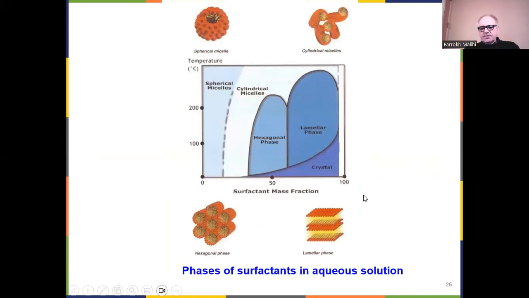There's another picture of that, the phase diagram for different phases of surfactant. And of course, this is different for each surfactant. Again, we go from spherical micelles to cylindrical to hexagonal to lamellar. And eventually, at low temperatures and high concentrations, we have crystals.